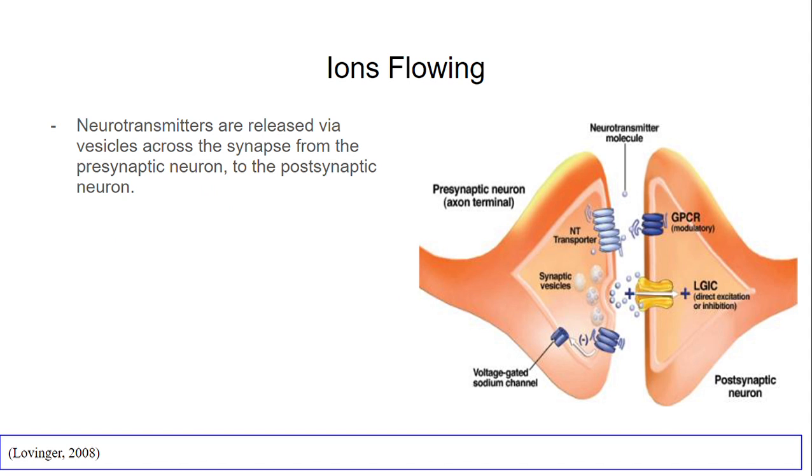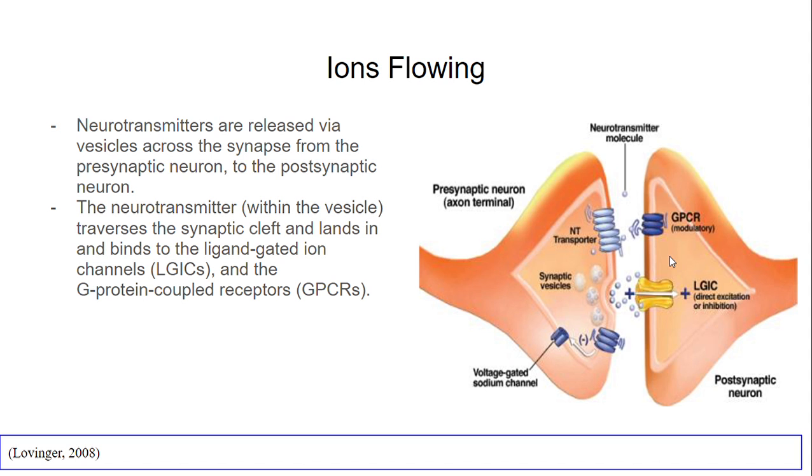Again, neurotransmitters release via the vesicles across the synapse, from the presynaptic to the postsynaptic neuron. That neurotransmitter, on its journey, is encased within the vesicle. It travels, or traverses is a much more dramatic way to phrase it, this synaptic cleft and lands in and binds to the ligand-gated ion channels and the G-coupled protein receptors.